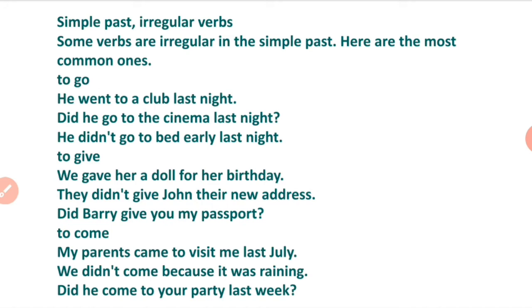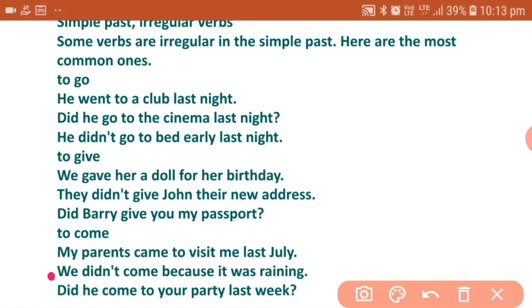To come. My parents came to visit me last July. Here came is the second form of come. In the next sentence you can check what is the use. In this we didn't come. It means when we use the auxiliary did we should apply the first form of the verb, because it was raining.